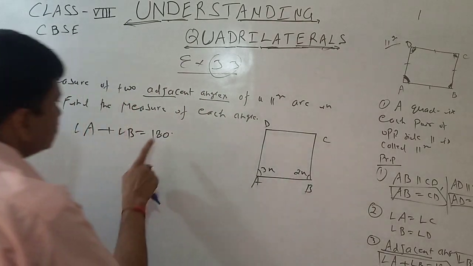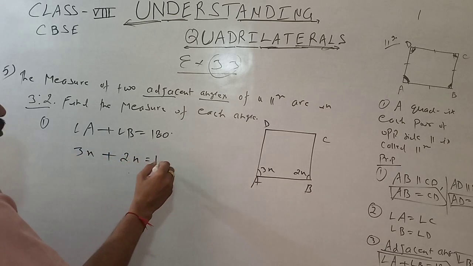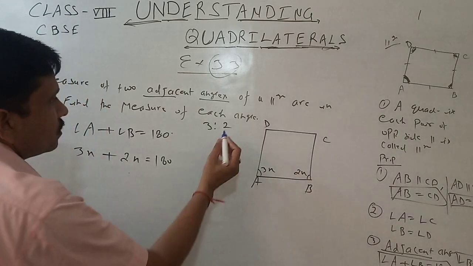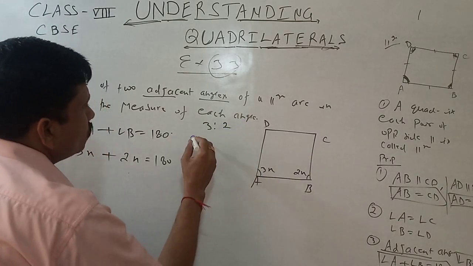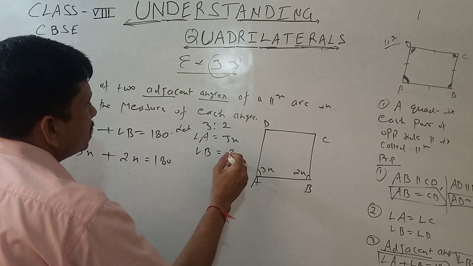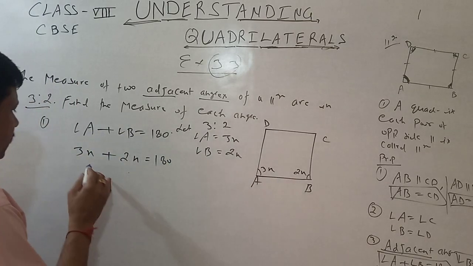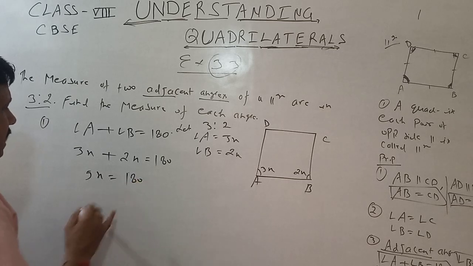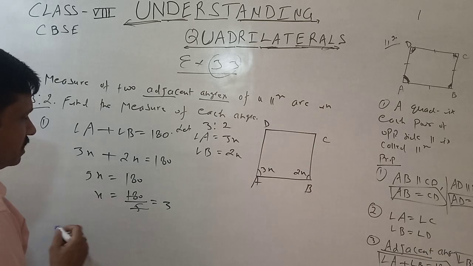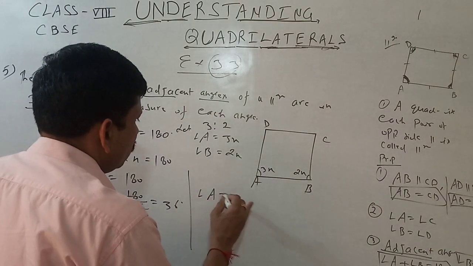Angle A plus angle B is equal to 180, and A is equal to 3x and B is equal to 2x, because the angle ratio is 3:2, so we let a variable x. So angle A is 3x and angle B is 2x. So 3x plus 2x is equal to 180. Now we get 5x is equal to 180. Then x is equal to 180 upon 5. 5 threes are 15 and 5 sixes are 30. Then x is equal to 36. So we can find all the angles.